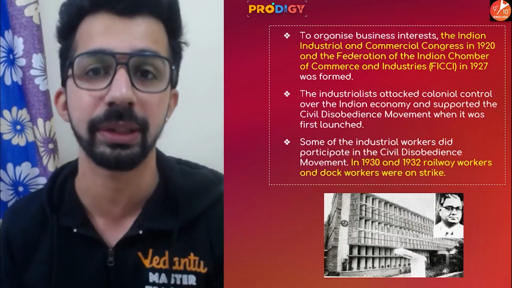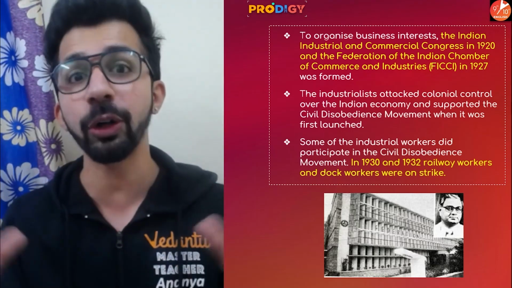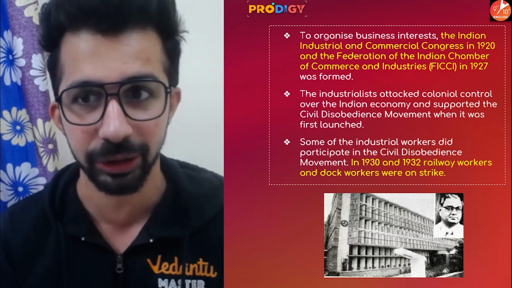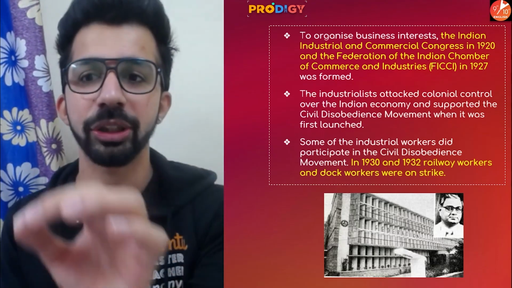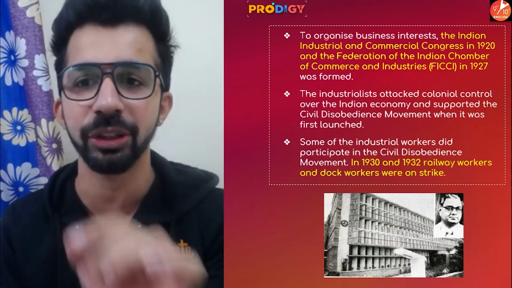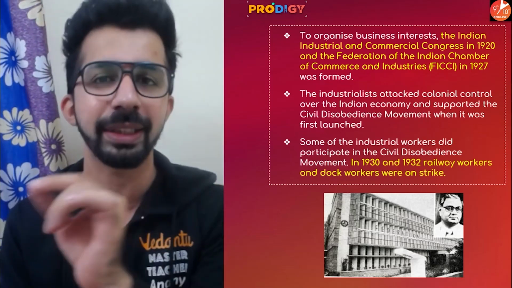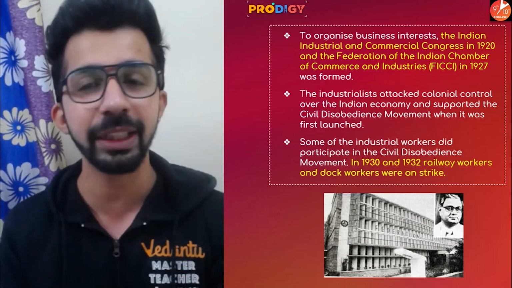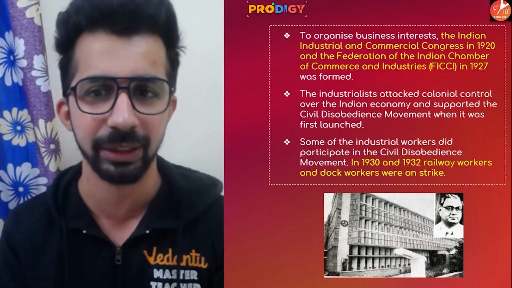What about the business class people? Guys, to organize business interests, many organizations were formed in India. Okay, so you have to remember two such organizations. The very first one was the Indian Industrial and Commercial Congress, which was established in 1920, and the Federation of the Indian Chambers of Commerce and Industries, FICCI, was formed in 1927. All right. So these two organizations were formed to protect the interest of business class people.